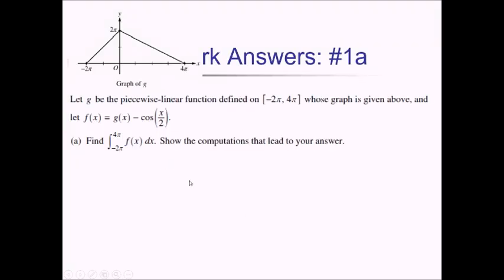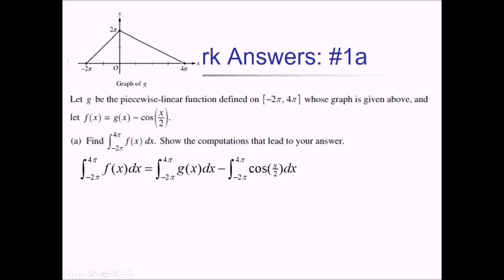For this free response problem, g is this piecewise linear function given up here, and we have this f function that's going to be g of x minus cosine of x over 2. For the first task, we want to find the integral from negative 2 pi to 4 pi of f of x. Since f of x is made up of these two other functions, the integral of f of x is essentially the integral of g of x minus the integral of cosine of x over 2. So we can split it up like this.